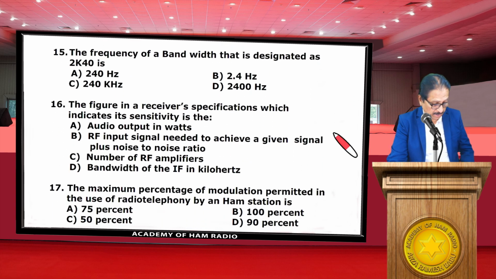Question number 16. The figure in a receiver's specification which indicates its sensitivity is the RF input signal needed to achieve a given signal plus noise ratio. So Bravo is the right option.